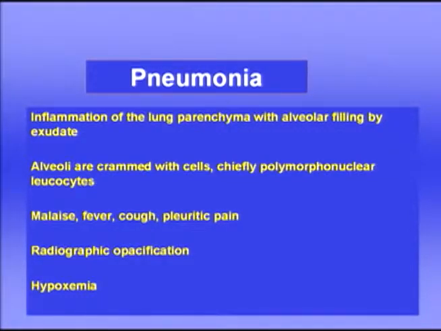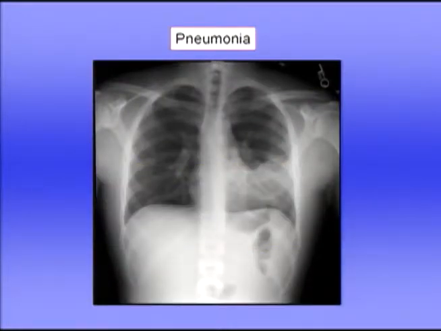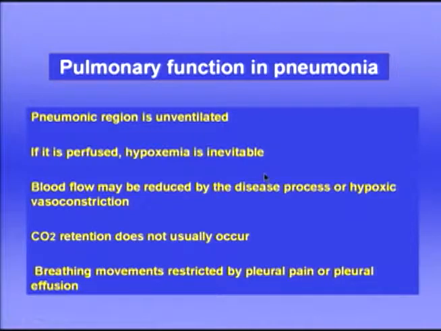And the radiograph is usually diagnostic. Pulmonary function tests are not important here, but the radiograph is diagnostic. The patient often will have hypoxemia, and here's a nice radiograph showing pneumonia in the mid-zone base of the left lung here. Now, pulmonary function in pneumonia won't delay us for long. The pneumonic region is usually unventilated because the alveoli are crammed full of exudate and cells. If it's perfused, of course, you get hypoxemia. That's an example of shunt, the extreme of the ventilation-perfusion ratio spectrum, if you like.